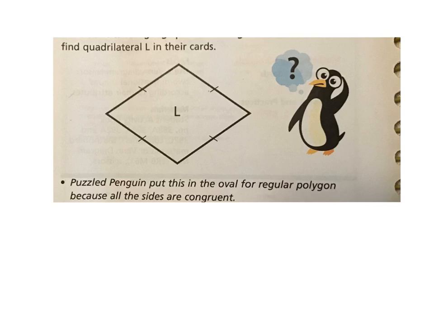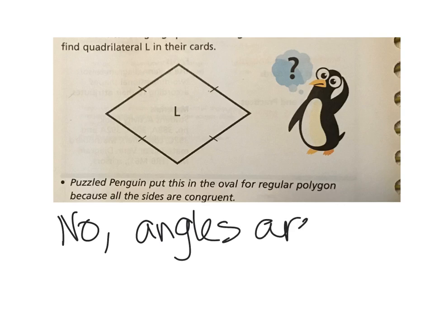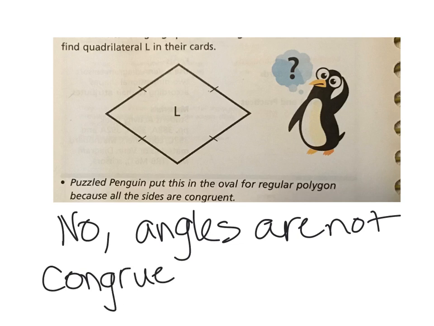So is this correct? Why not? If you said no, you are correct. And the reason is the angles are not congruent, not the same, right? In order to be a regular polygon, all sides must be congruent and all angles must be congruent.